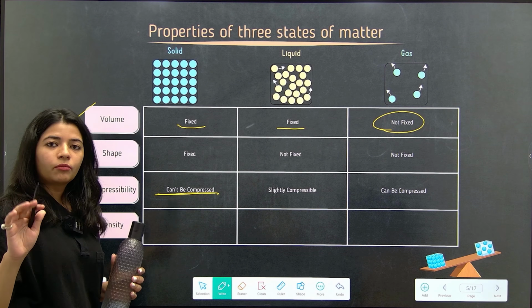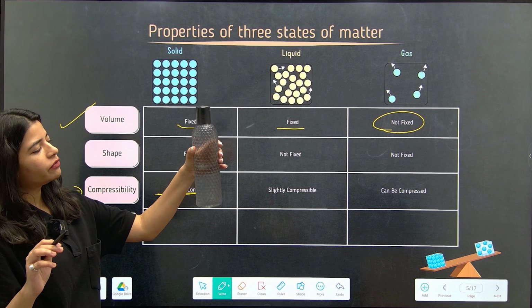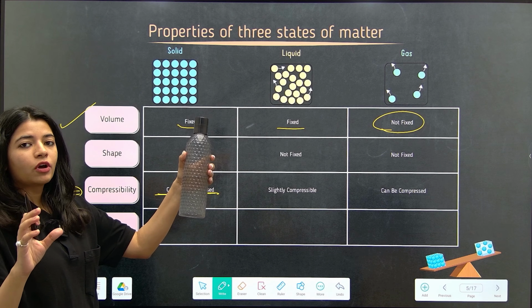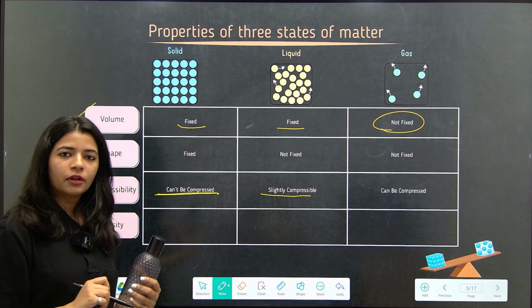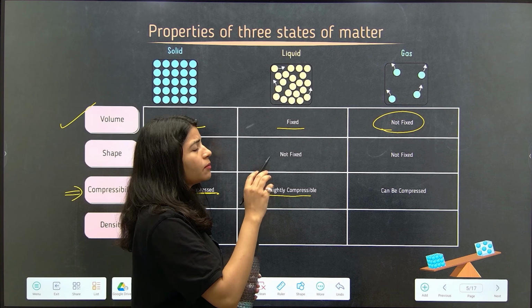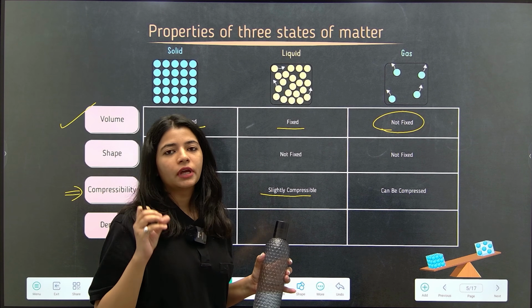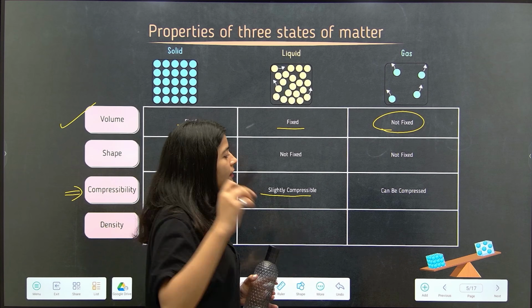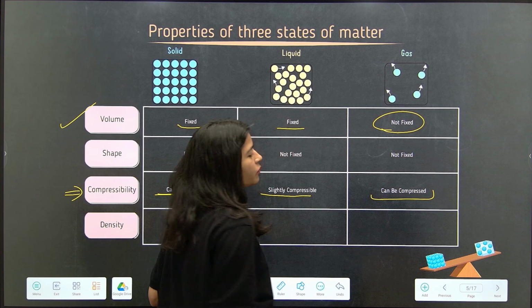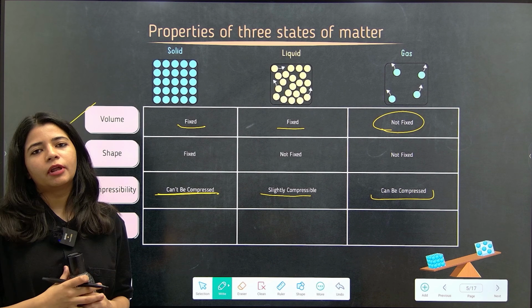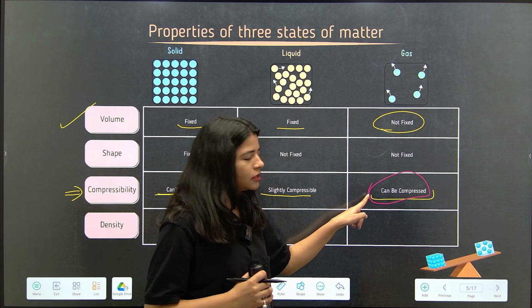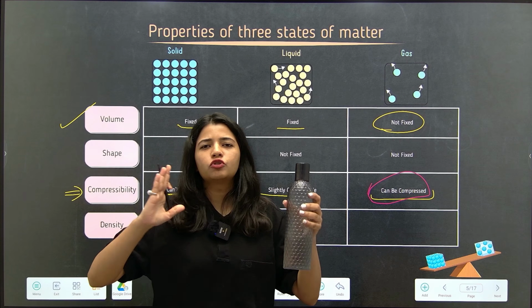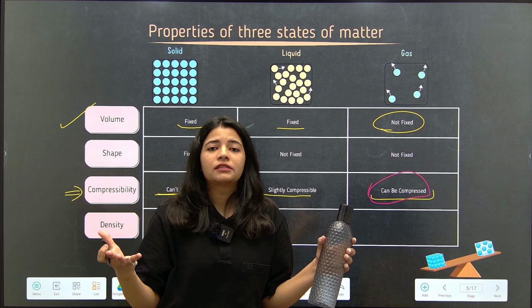But the liquid inside of it, the particle separation was lesser, therefore it is slightly compressible. But in gases, the particles are far away from each other, the intermolecular distance is greater, therefore they can easily be compressed. You can think of a balloon while we are explaining compressibility. If you have a balloon, you try to compress it and then it bursts.